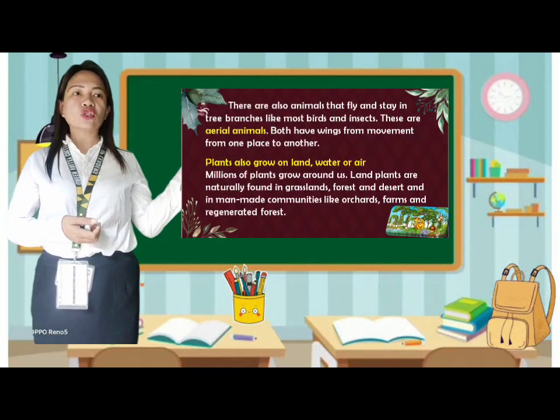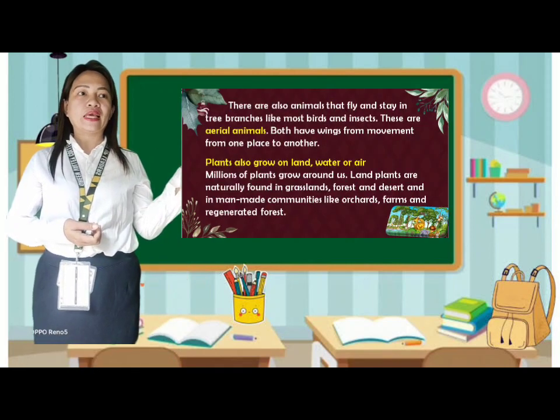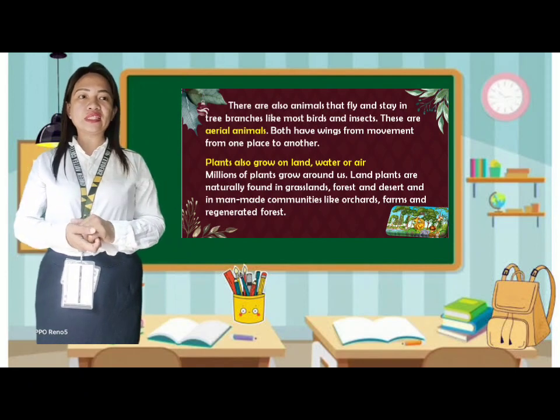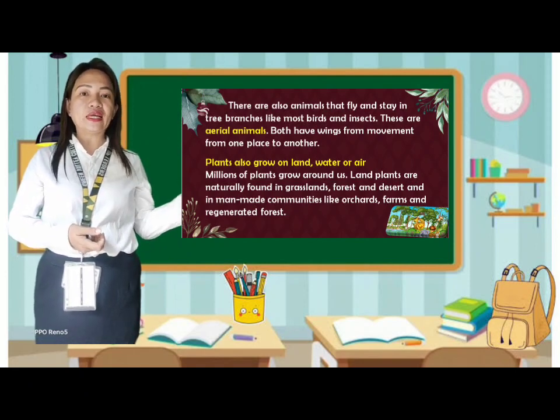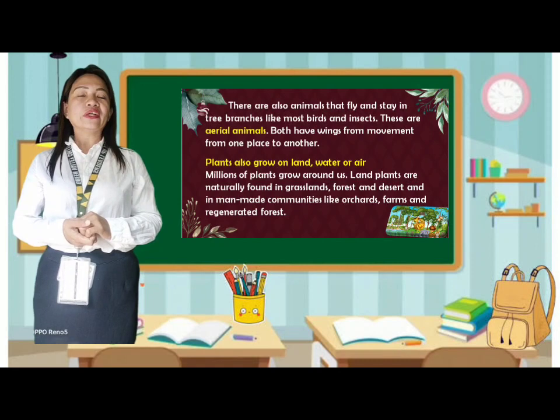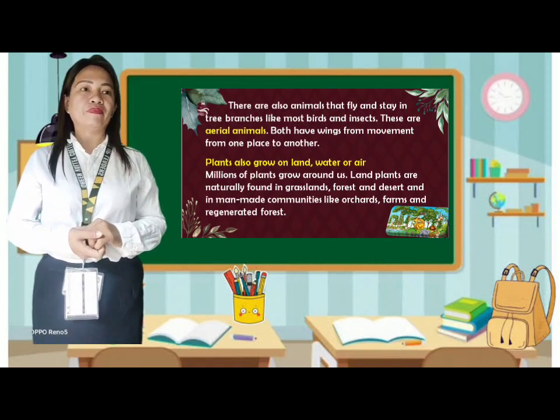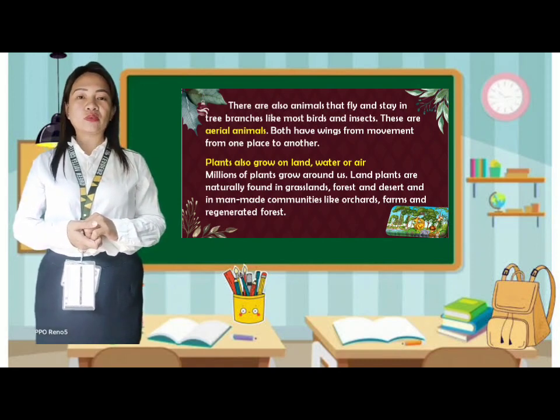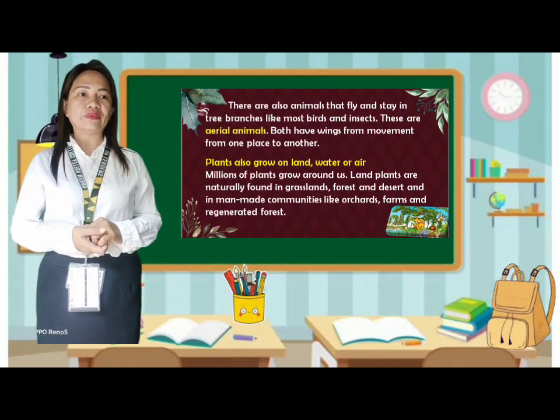There are also animals that can fly and stay in tree branches, like birds and insects. These are aerial animals. Both have wings for movement from one place to another.